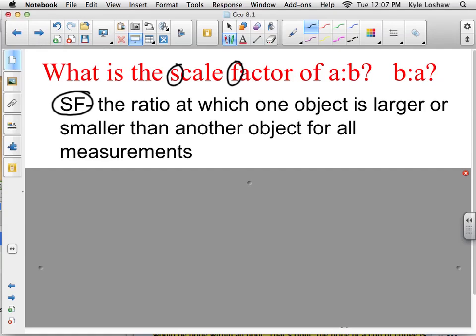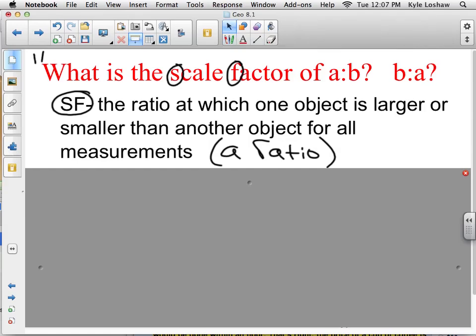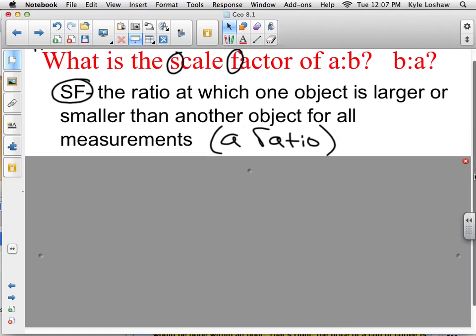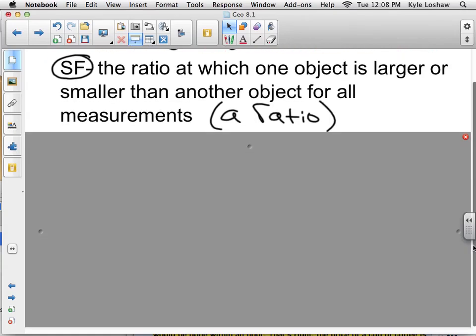A scale factor is just going to be a ratio. And if I'm going a little too fast to cover the notes, you have that pause button at the bottom left part of your screen. It looks like this. Don't be scared to touch it. So here we go, scale factor.